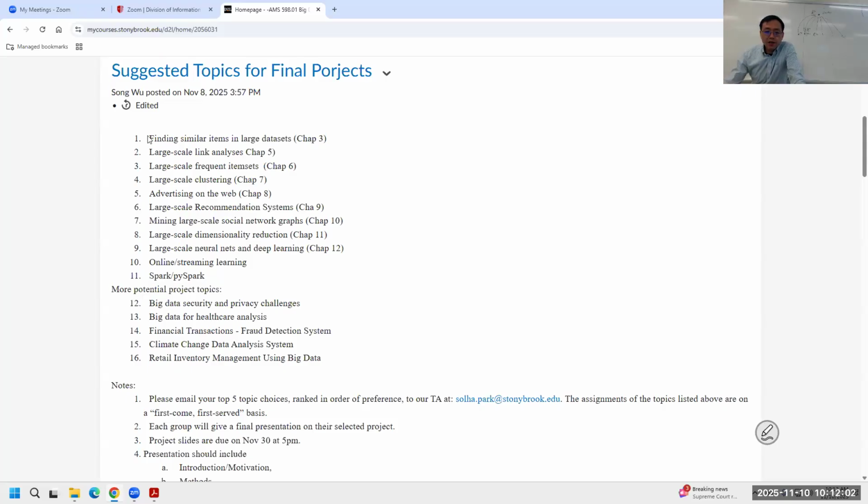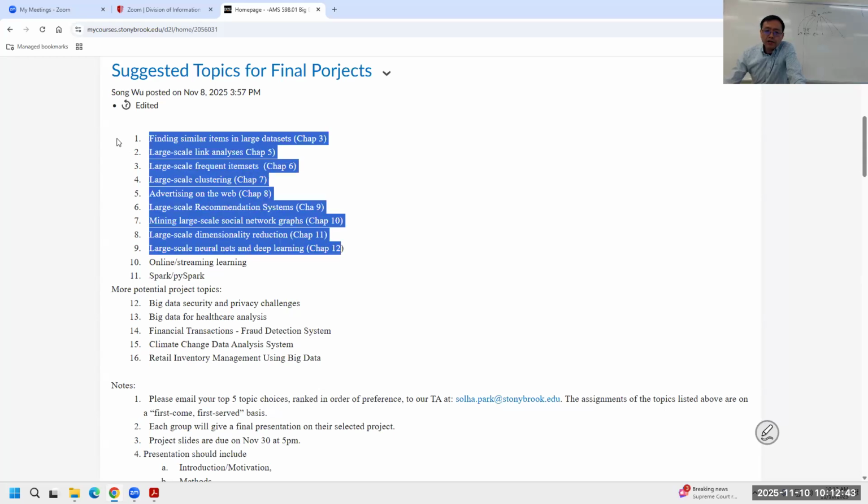I have 2 groups of topics as well. One is finding similar items, large scale link analysis, large scale frequent item sets, clustering, advertising on the web, recommendation systems, mining social networks. The other is dimension reduction, neural nets and deep learning, online learning. I don't think I have time to go through online learning, but I want to list it here as a project suggestion. Then also Spark and PySpark, which I didn't really talk about. If anybody is interested, we can. This is another way to speed up Hadoop.